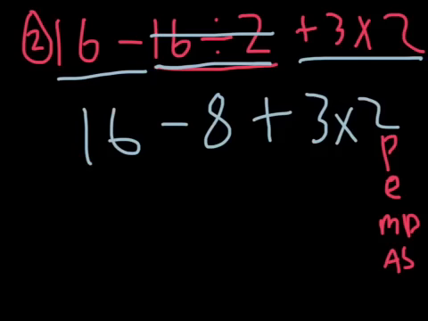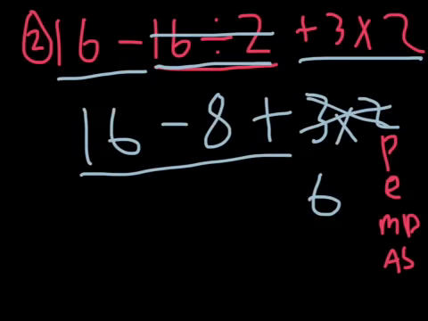Multiplication or division, I have some multiplication still left. 3 times 2, so I'm going to go ahead and do that. 3 times 2 is 6. I did 3 times 2, so I'm going to cross it off. I'm going to write what I have left, which is 16 minus 8 plus 6. Okay, and I wrote pretty big, and I'm running out of room here, so we'll see how I do.